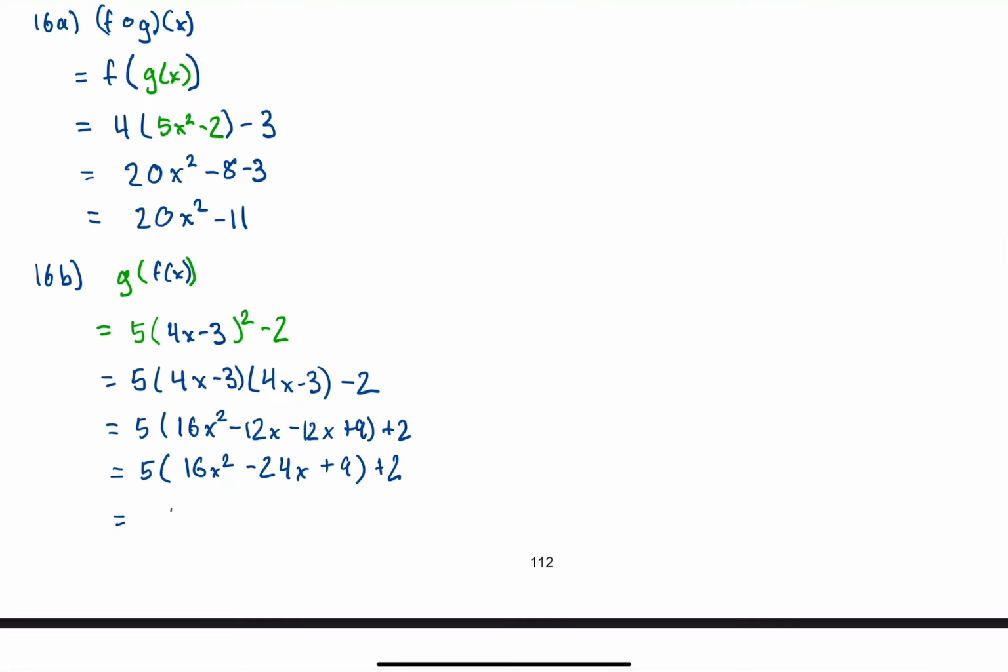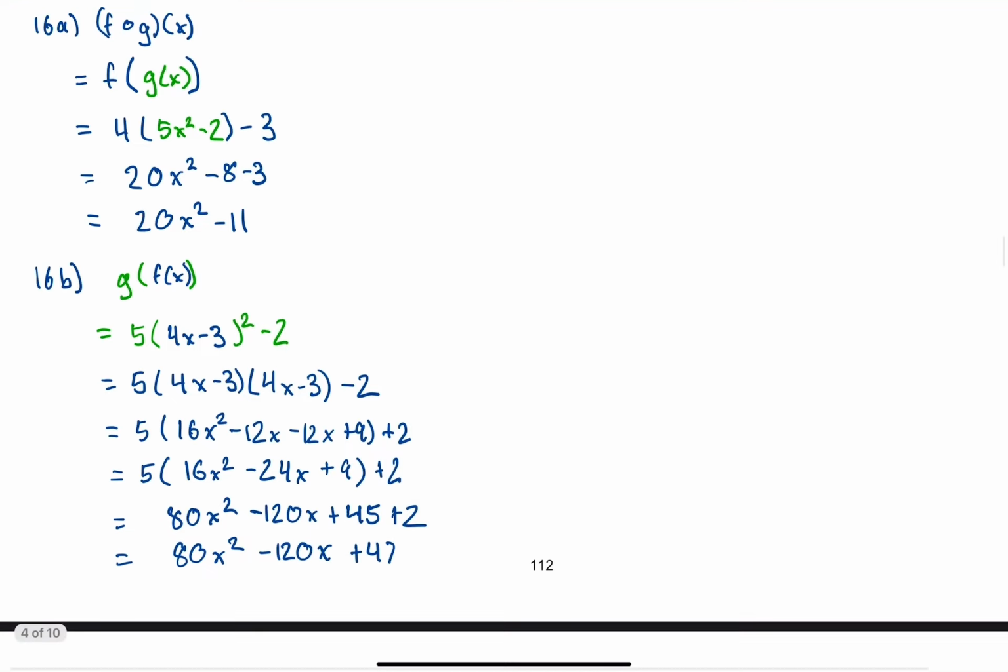So that's going to be 80x squared. So let's see, 24 times 5 is going to be minus 120x plus 45 when you distribute there, plus 2. So we end up with an 80x squared minus 120x plus 47. That one got a little unwieldy, but not too bad.